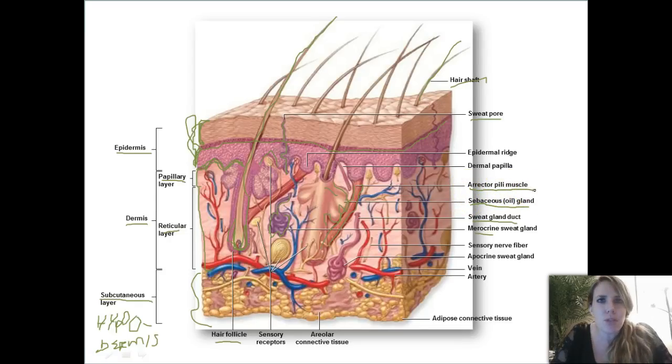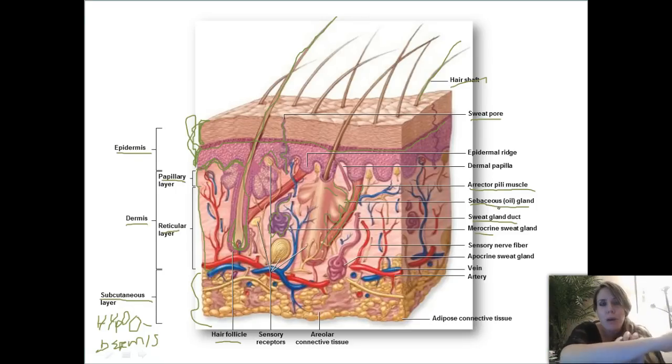It causes that erector pili muscle to contract, and because it's attached to your skin hair, boing, it actually causes your skin hair to become erect, to stand up straight. So that's why my hair is standing up straight on my arm, which I know means my erector pili muscles are contracted. They are in gear.